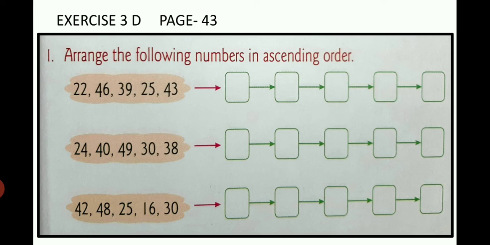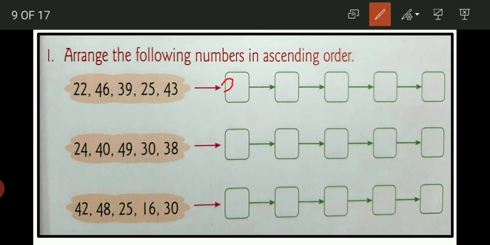Now search. Already I taught you how to see the tens place and the ones place. So now tell me which is the first smallest number in the first set of numbers. 22. So the first number is 22. Then, as we have written 22, let me strike it out. Then which is a little bit greater or bigger than 22? That is 25. So write down 25.